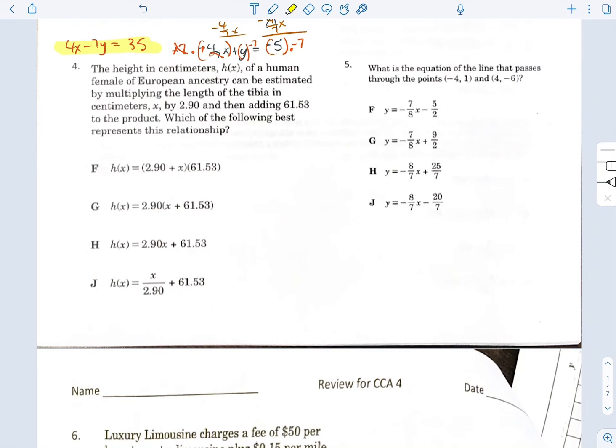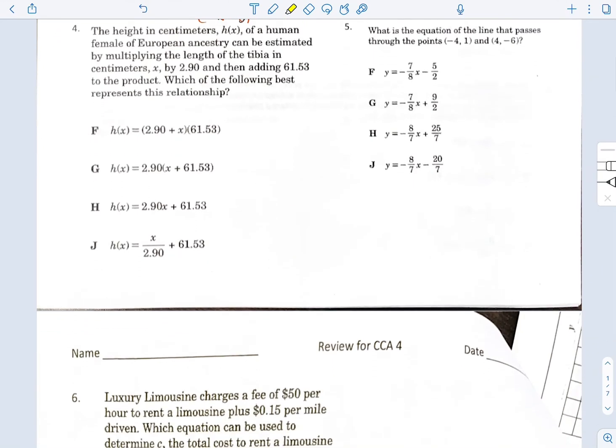All right. The next one says the height in centimeters H of X of a human female of European ancestry can be established by multiplying the length of the tibia in centimeters X by 2.90 and then adding 61.53 to the product. Which of the following best represents this relationship?